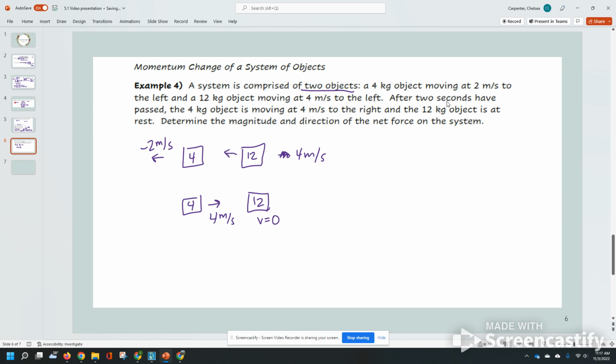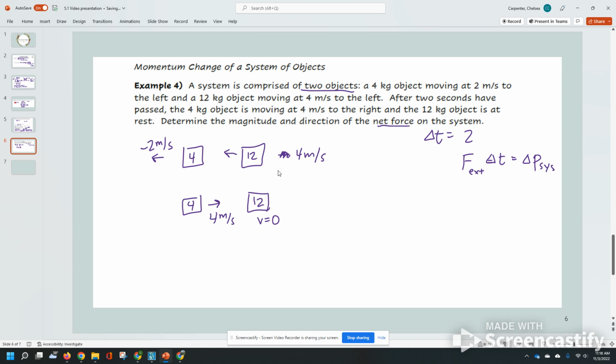We know the change in time is 2 seconds. So let's figure out the magnitude and direction of the net force. That's the total force that acted on this system to change the motion. Remember that the external force times change in time equals my change in momentum for the system.